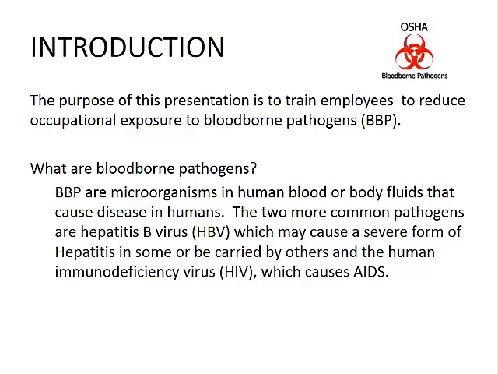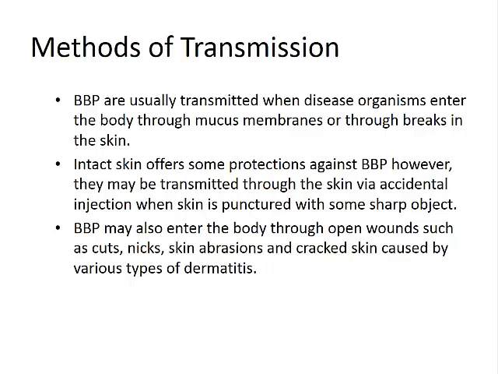What are bloodborne pathogens? BBP are microorganisms in human blood or body fluids that cause disease in humans. The two more common pathogens are hepatitis B virus, HBV, which may cause a severe form of hepatitis in some or be carried by others, and the human immunodeficiency virus, HIV, which causes AIDS.